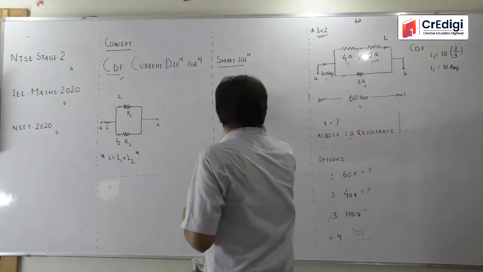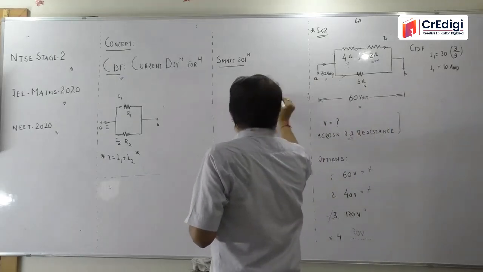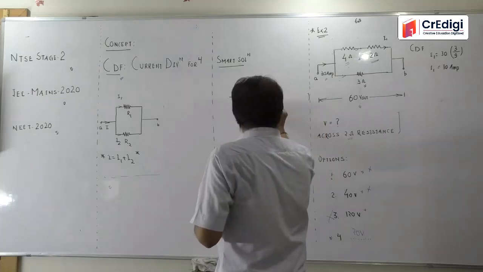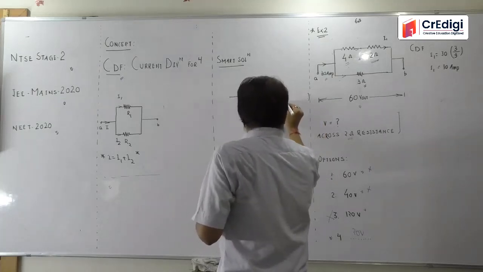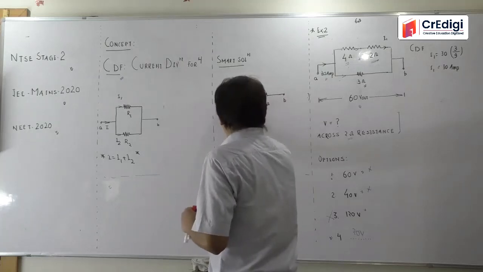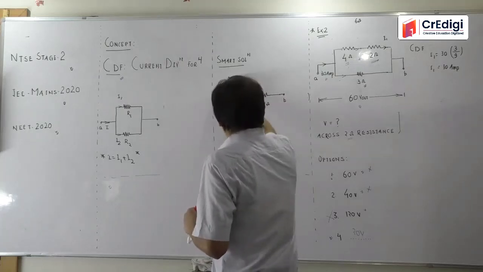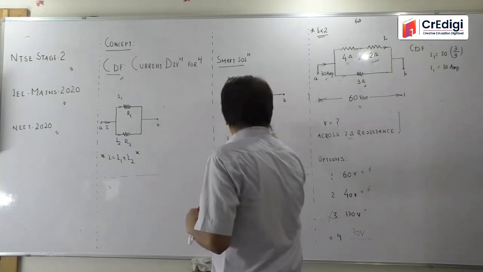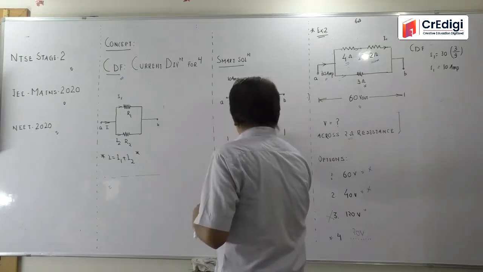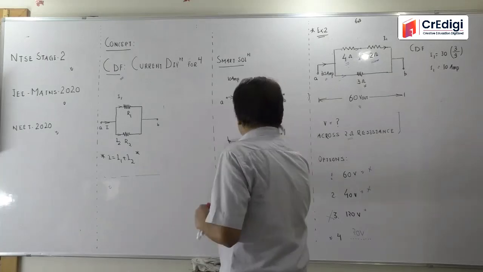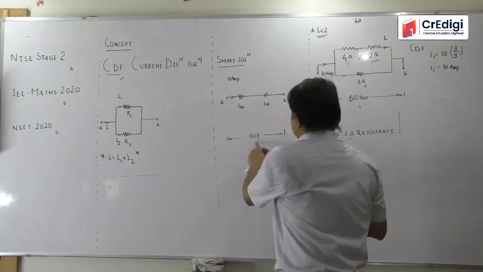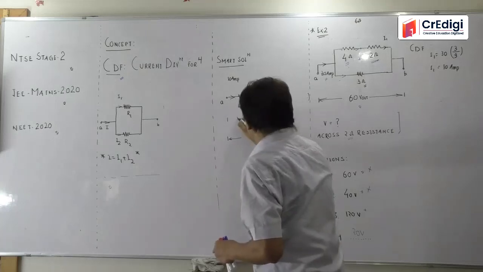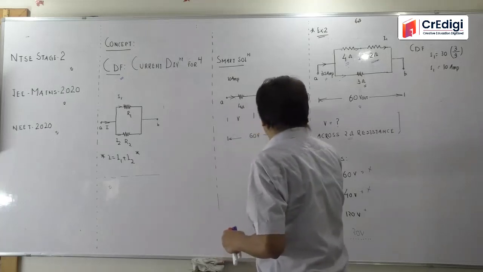So here it is 4 ohm, here it is 2 ohm, and this is B here, this is A here, and the current is 10 amperes. Right from here to here, you know that it is 60 volt. And this 60 volt itself is dividing into how many parts? 2 parts. This is part 1 and this is part 2.